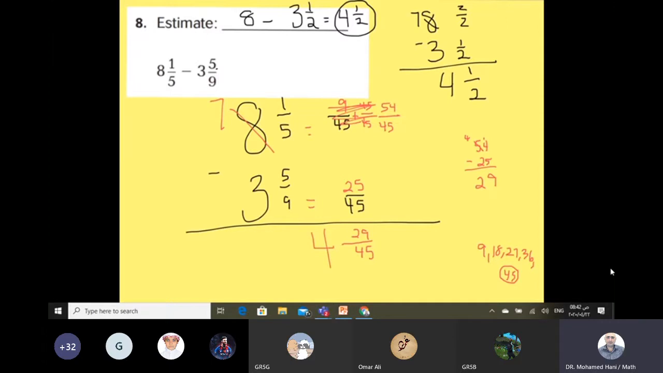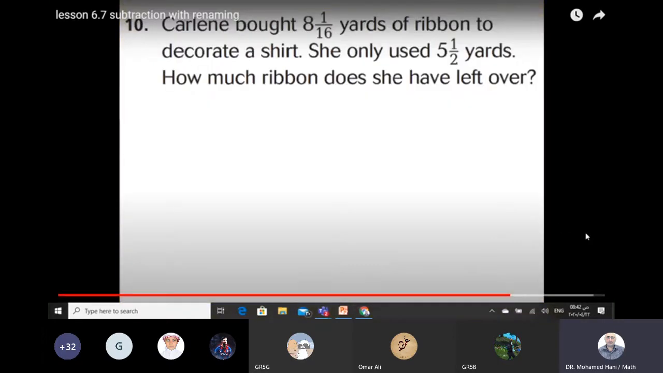And if you look at our estimate, it's pretty close. 4 1/2, 4 and 29/45. Half of 45 is in the 20s, so we did great. So that's a great estimate. So I believe we are correct. So let's go ahead and do this next question.